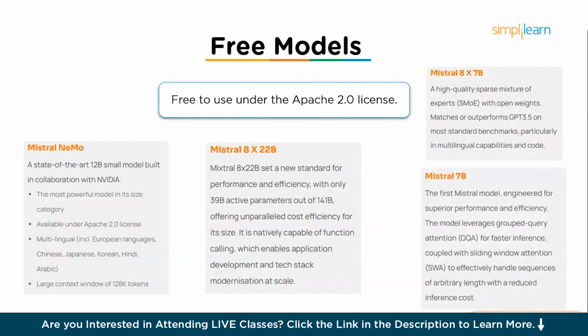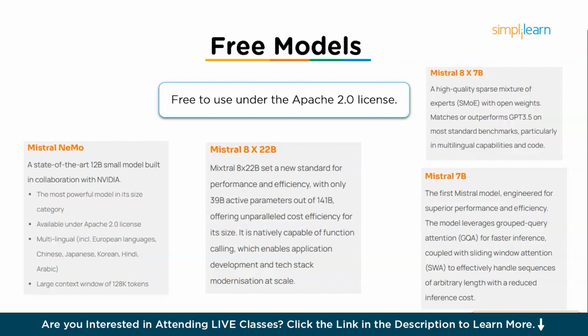The seventh one, Mistral 7B. So this is the first Mistral model engineered for superior performance and efficiency. The model leverages grouped query attention (GQA) for faster inference, coupled with sliding window attention (SWA) to effectively handle sequences of arbitrary length with a reduced inference cost.